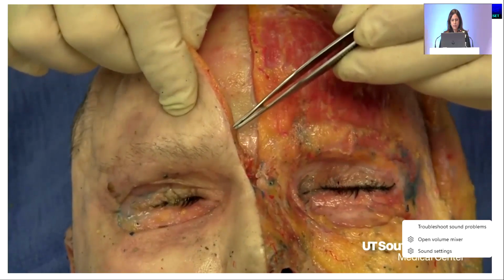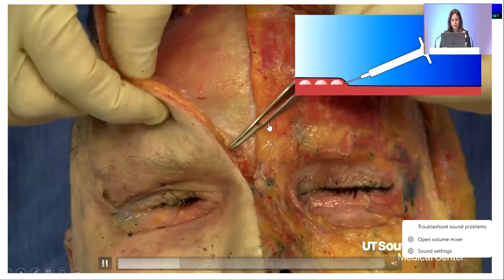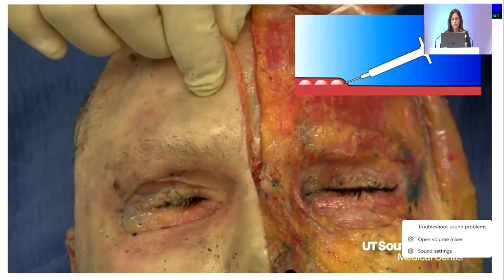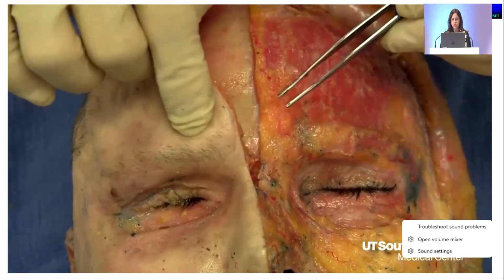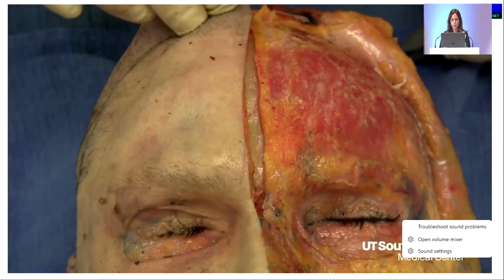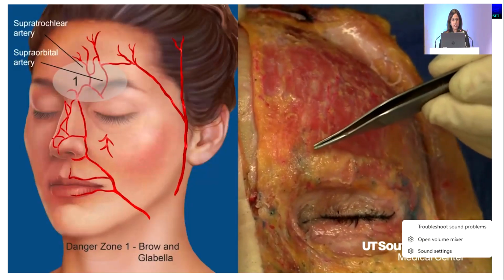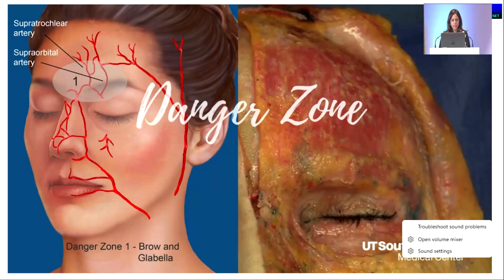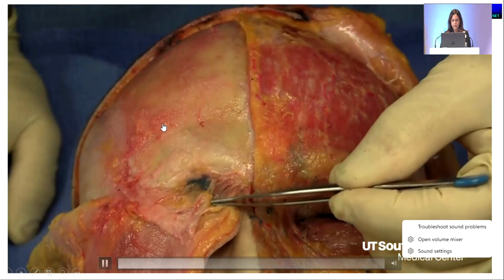After we have known the elevators and the depressors, we all know the glabella is the most common site of blindness or vision loss after filler injections because of the multiple vessels in this area. So we must always inject very small bolus and in a small fashion. That is why this becomes a danger zone, because the supratrochlear and the supraorbital vessels are there, and we might inadvertently inject fillers and have some complications.